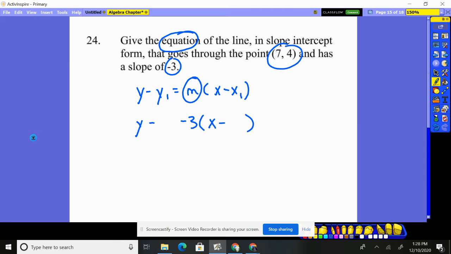So who are the x sub 1 and the y sub 1? They're right here. There's your x sub 1. There's your y sub 1. So the x sub 1 is a 7. The y sub 1 is a 4. And all I got to do is distribute through and then clean it up. So I'm going to distribute through.